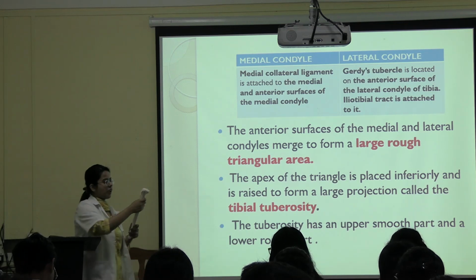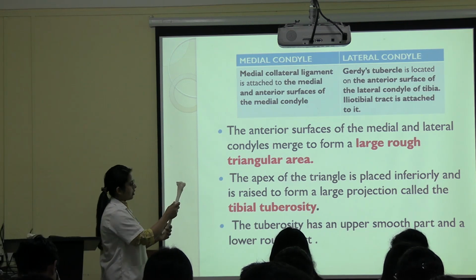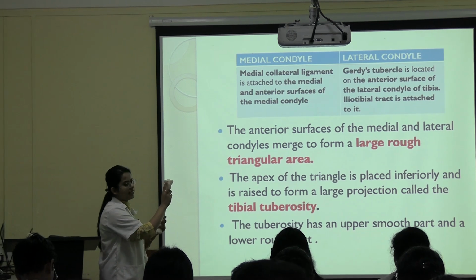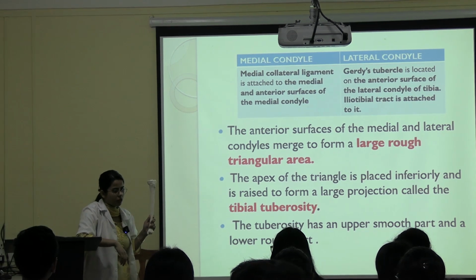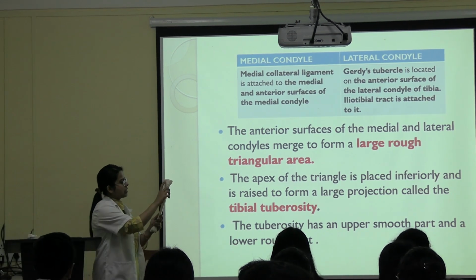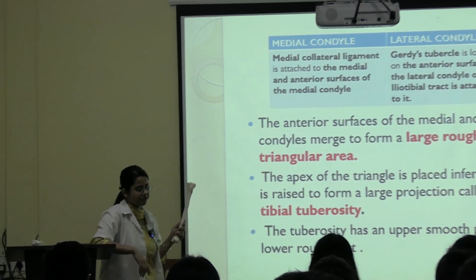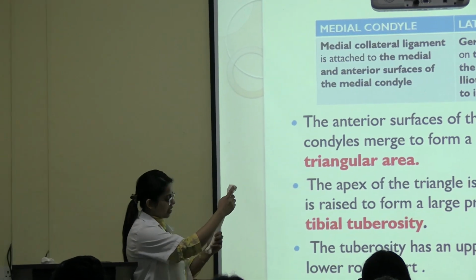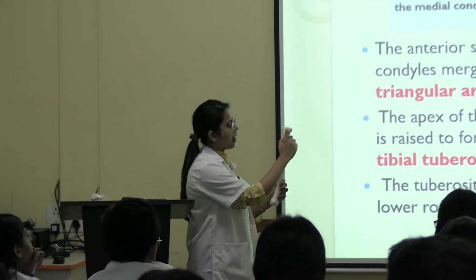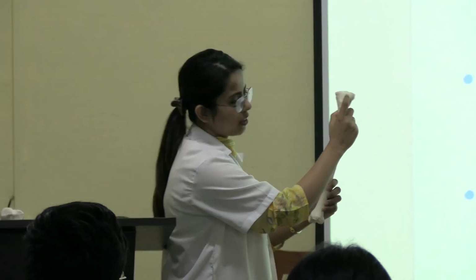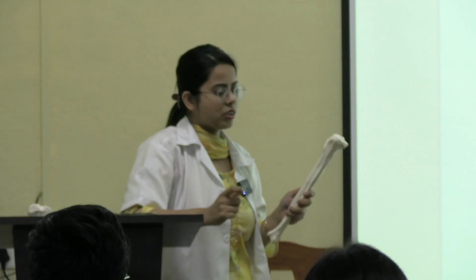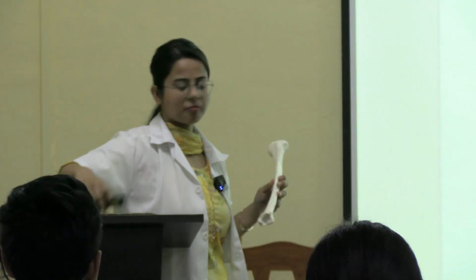Clear? And in medial condyle, this medial surface and anterior surface will have medial collateral ligament. Okay, I will tell again. Medial and anterior surface will have medial collateral ligament. And in case of lateral condyle, the anterior part will have a Gerdy's tubercle. Okay, the small tubercle. Tubercle, you know how it will look. So the small tubercle it will have, which is known as Gerdy's tubercle. Okay.